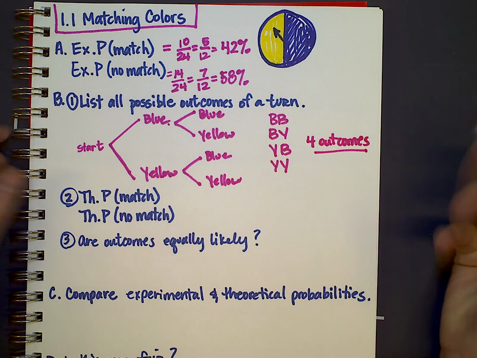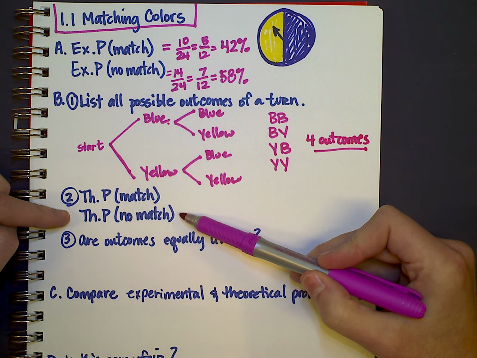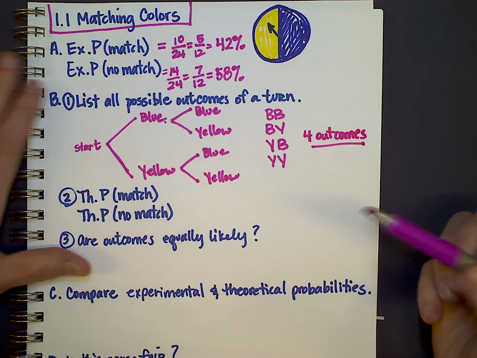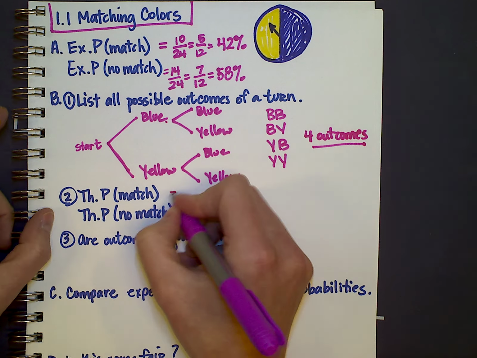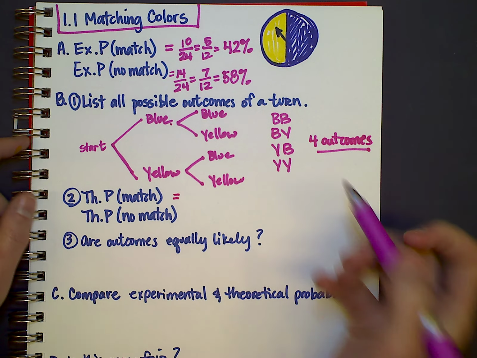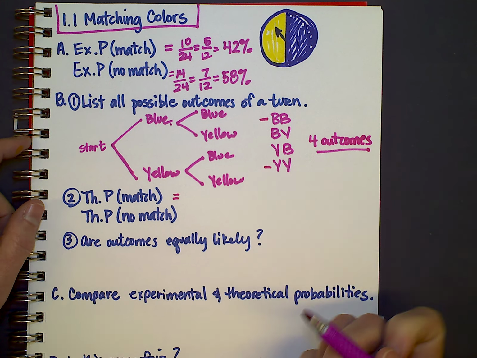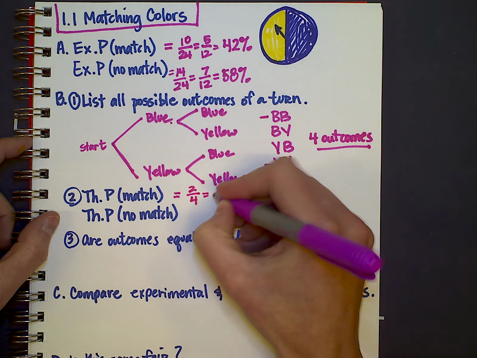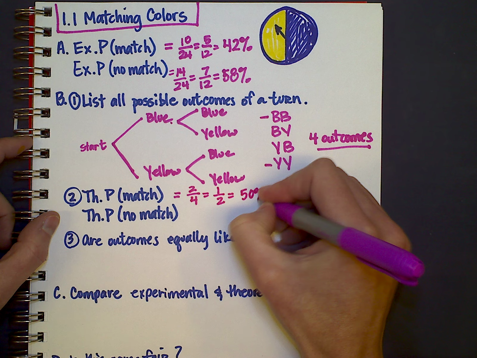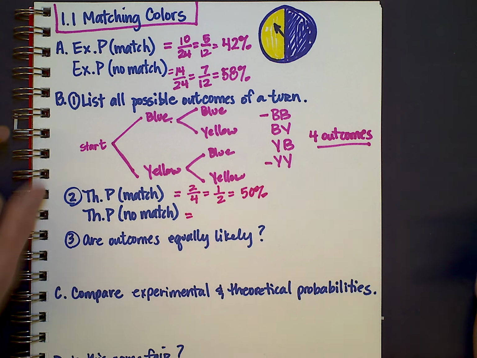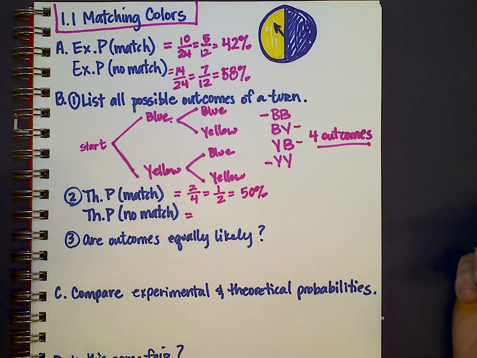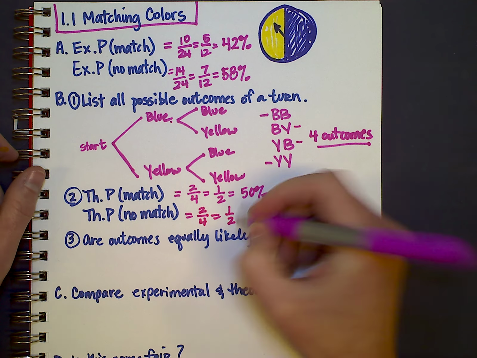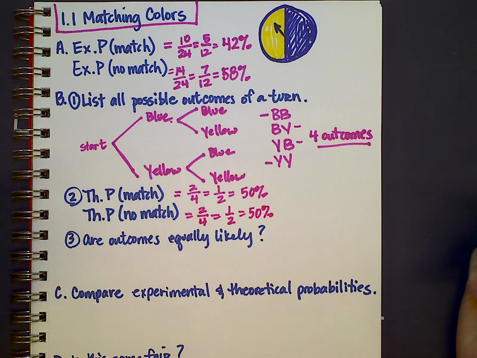This is going to help me now to calculate the theoretical probability. Remember, the theoretical probability is the probability that we get when we just analyze a situation. So we're using this information to help us here. The theoretical probability of a match, I can see here there are 2 ways to get a match out of my 4 outcomes. So the theoretical probability of a match is 2 out of 4, or 1/2, or 50%. The theoretical probability of a no match, I have 2 ways here of getting a no match out of 4 possible outcomes, which results in 1/2 or 50%.